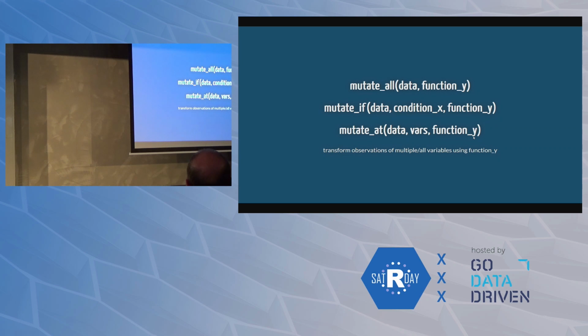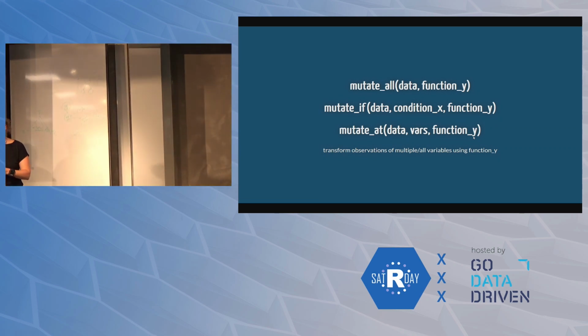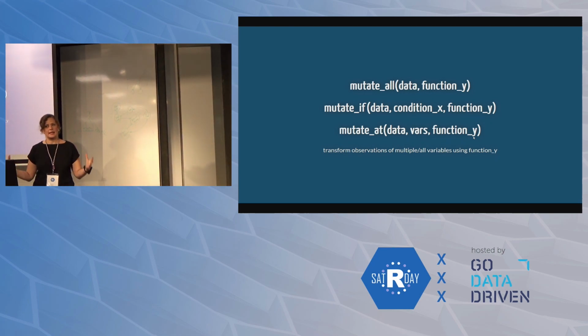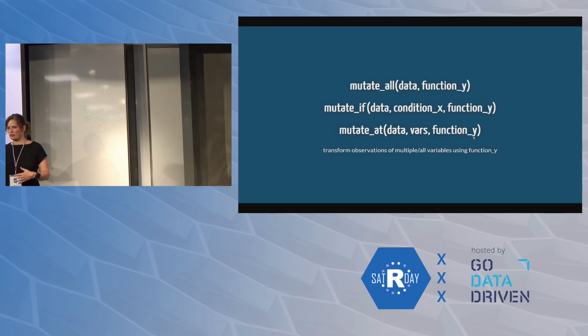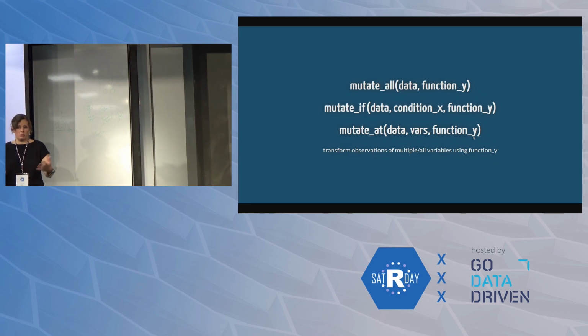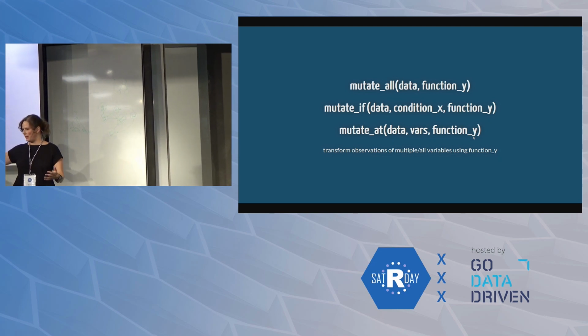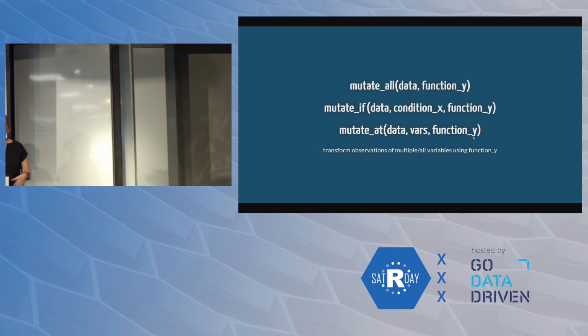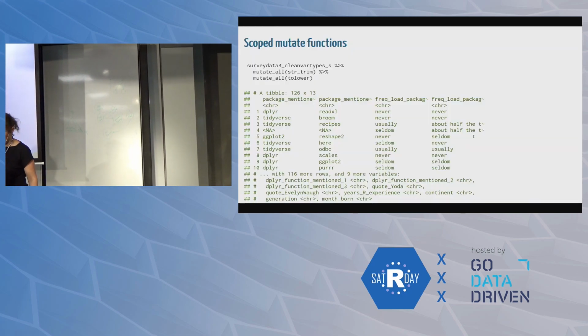Well, just like with select, we have a mutate all, we have a mutate if, we have a mutate at. The syntax is exactly the same. Mutate all, your data will be piped in. You give it a function on how to change your observations. Mutate if, you tell it what condition. So if it's numeric, if it's character, and the function. Mutate at, you give it a set of columns it has to work on, a function, and it's done.